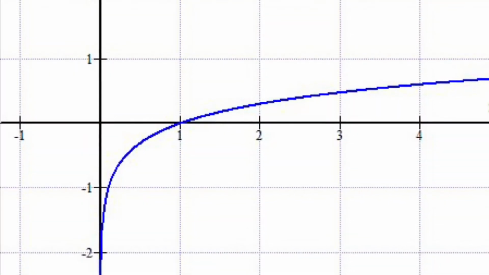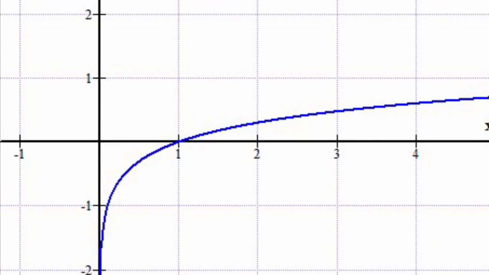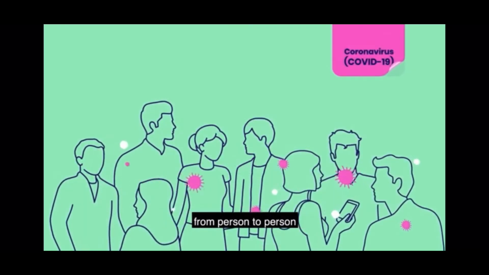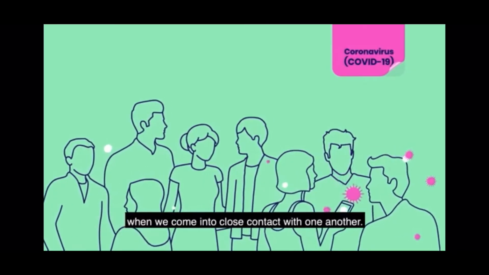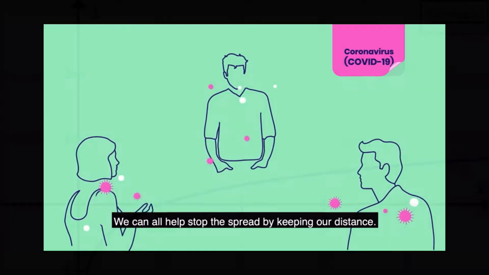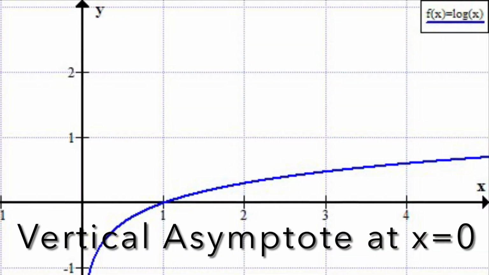There are a few things that have to be taken into account when designing a logarithmic growth model for COVID cases. Firstly, restrictions would have to be placed on the range so that the function does not go below 0, as there is no such thing as negative COVID cases. Secondly, there is a vertical asymptote at x equals 0.